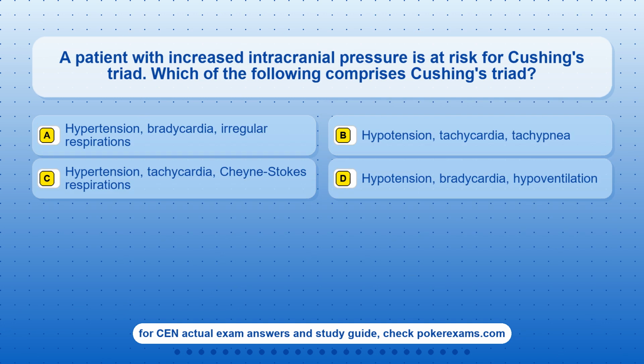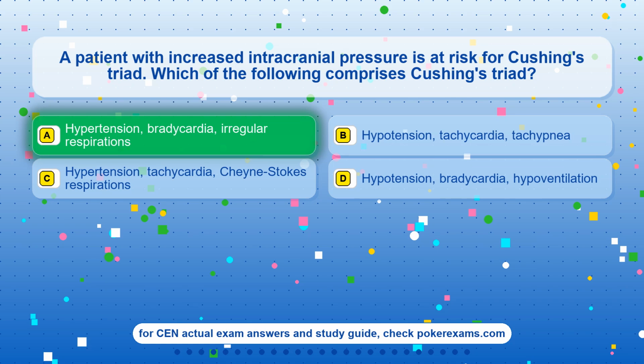Question 5. A patient with increased intracranial pressure is at risk for Cushing's triad. Which of the following comprises Cushing's triad? Option A, hypertension, bradycardia, irregular respirations. Option B, hypotension, tachycardia, tachypnea. Option C, hypertension, tachycardia, Cheyne-Stokes respirations. Option D, hypotension, bradycardia, hypoventilation.